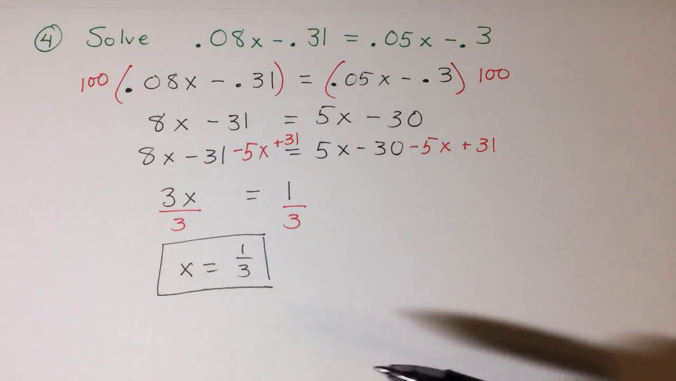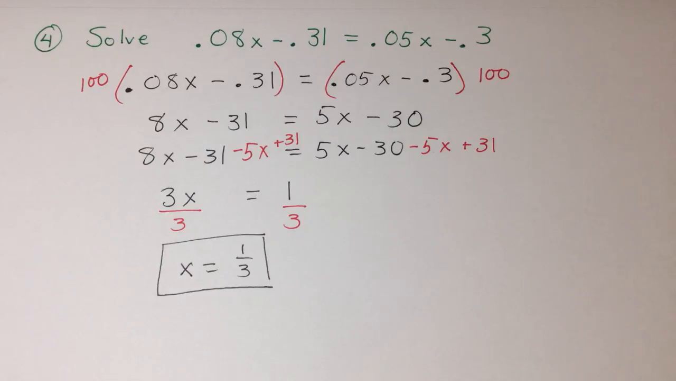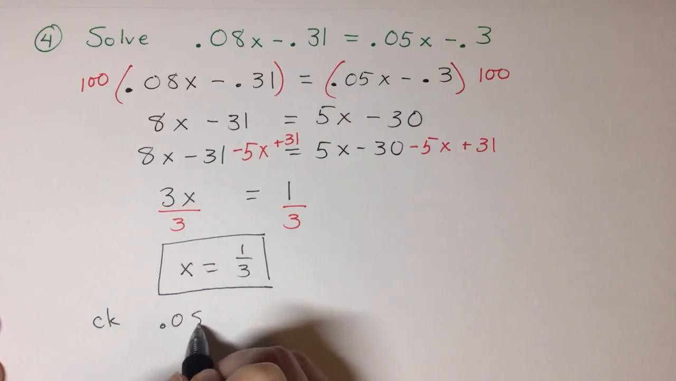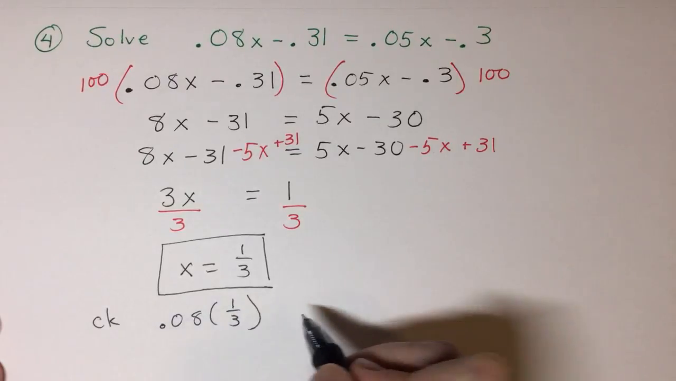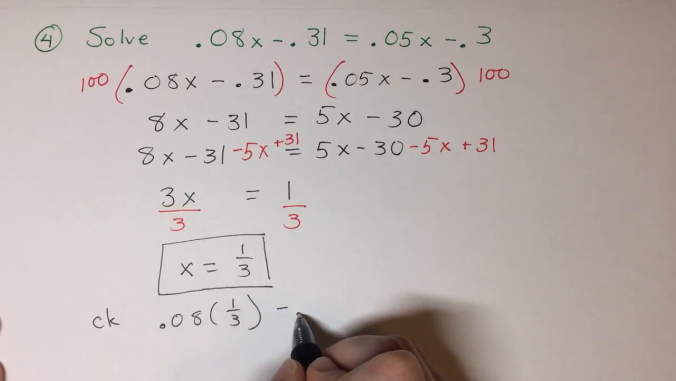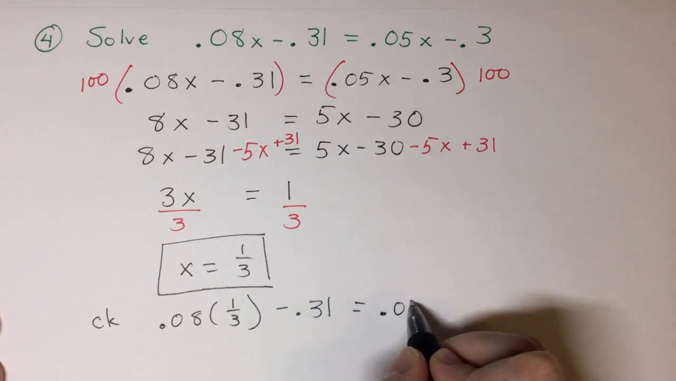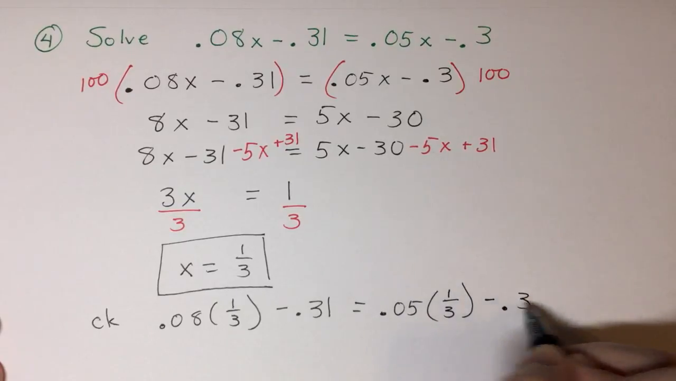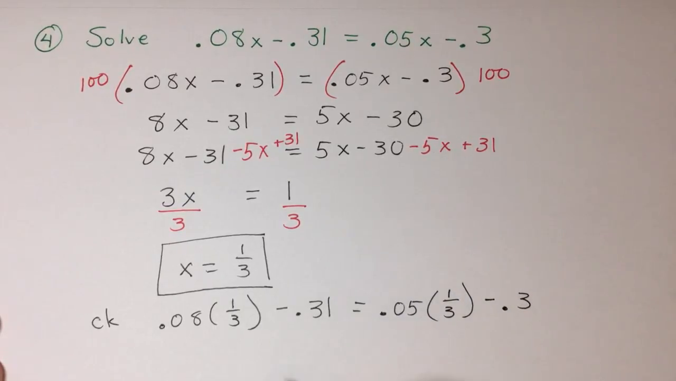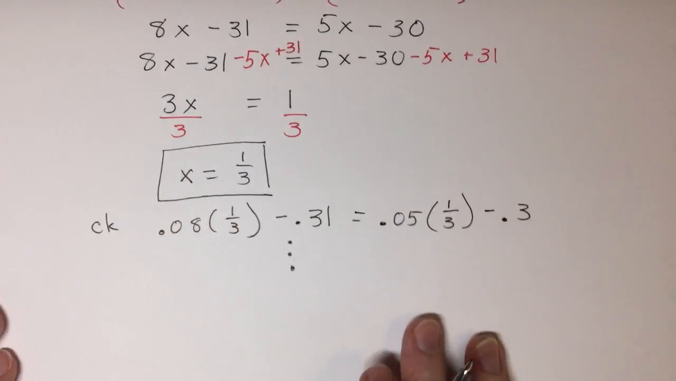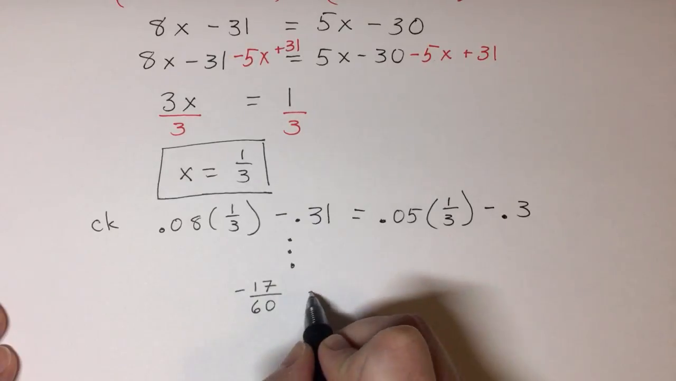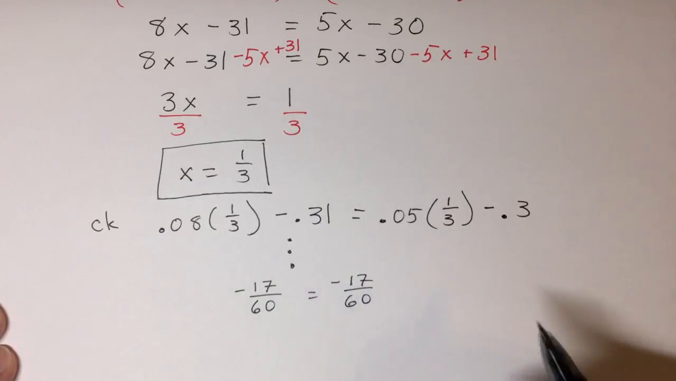1/3 is exact. 0.3, even with the bar over it, doesn't give us something we can do much with, and checking that would be just about impossible. Again, hello calculator. Here 0.08 times x, I'm claiming x is 1/3, minus 0.31 is 0.05 times x, which I'm claiming is 1/3, minus 0.3. Just punch it into the calculator as is. If you're doing the fraction to decimal conversion, you're going to get negative 17/60 is negative 17/60.